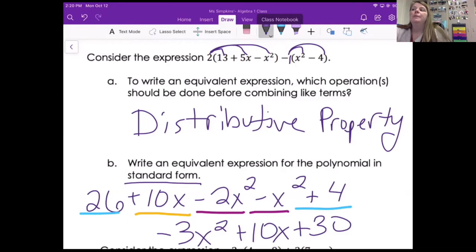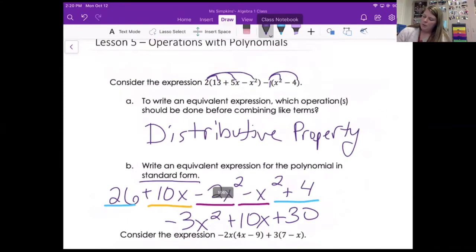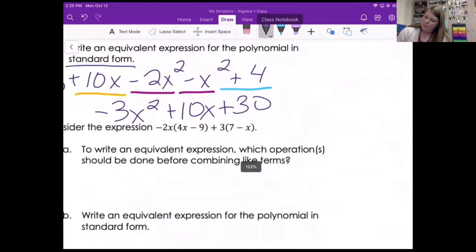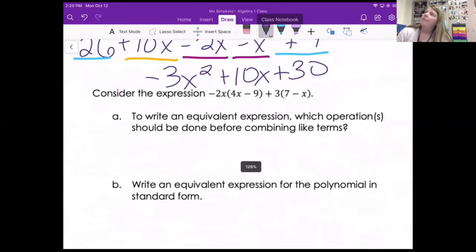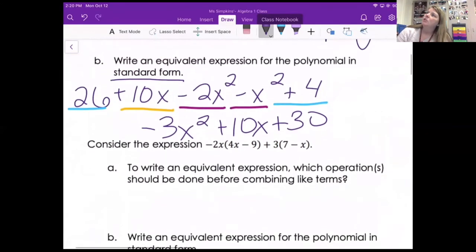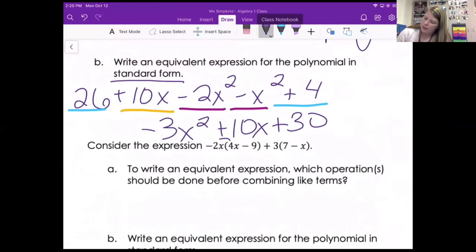Ready to try another one? You sure? Okay, let's do it. So let's try the next one. For the first set of parentheses, I'm distributing a 2x. Oh yeah, sorry, same question. What do we need to do before combining like terms? Distributive property.